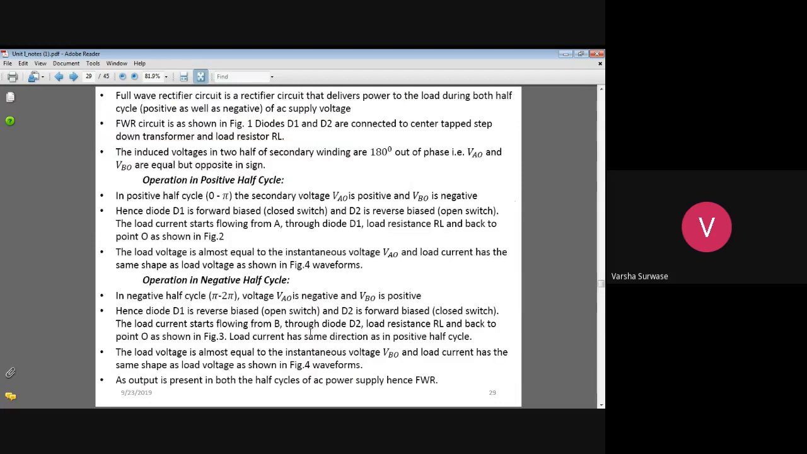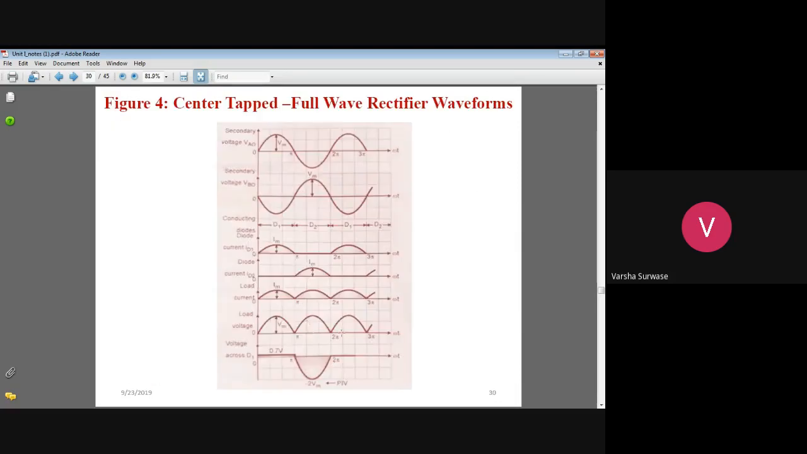So this is the circuit diagram for the center tap full wave rectifier.